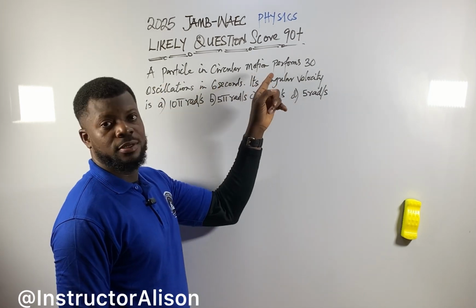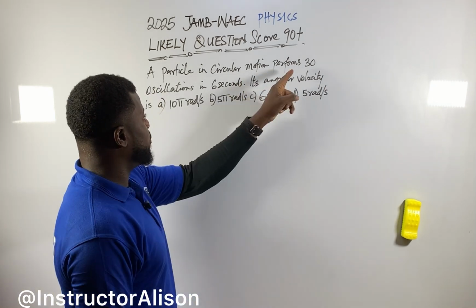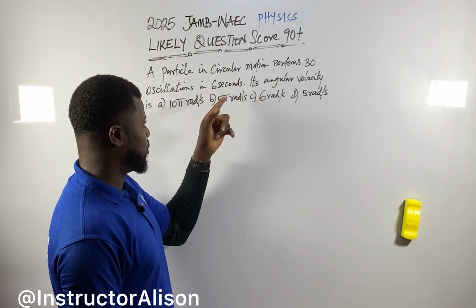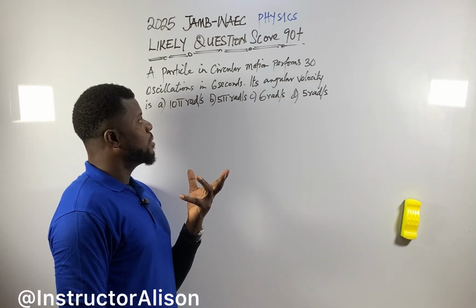Yeah, I don't catch am. Now circular motion, now it come from. Take notes. Now performs 30 oscillations in 6 seconds. Let's pause for a moment and make we reason this thing. How you take understand now?